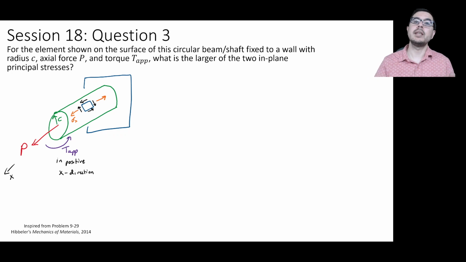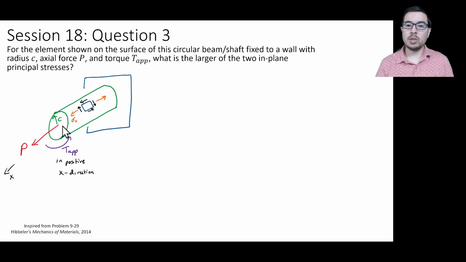This problem states, for the element shown on the surface of the circular beam or shaft fixed to a wall with radius c, axial force P, and torque T_ap, what is the larger of the two in-plane principal stresses? So to start this problem, let's take a look at an element that might be on the surface of this circular beam or shaft, and let's draw the state of stress.